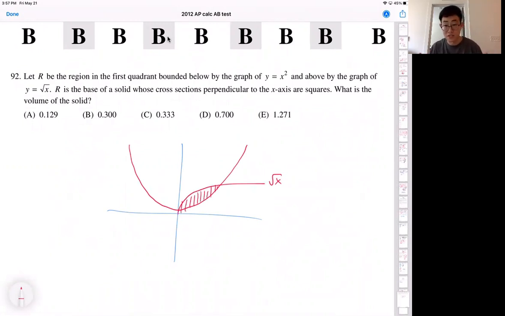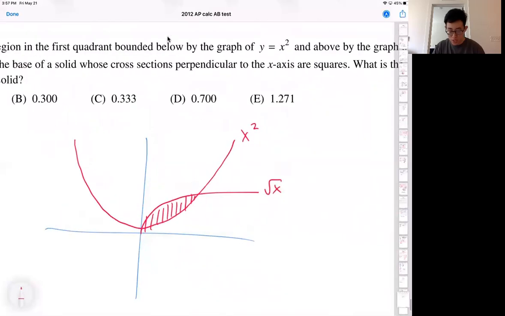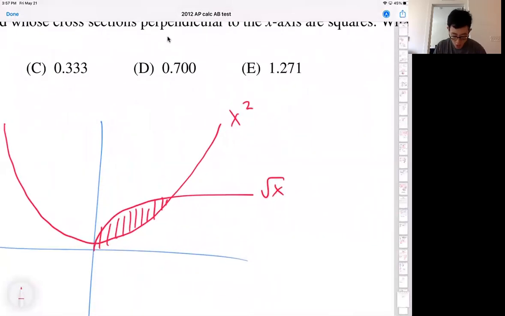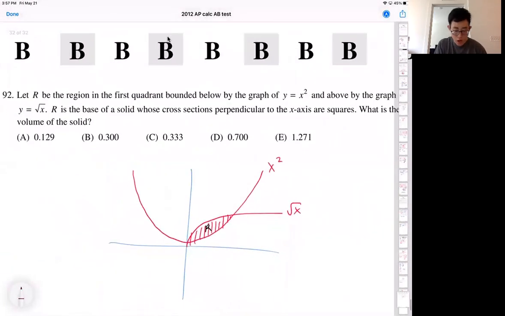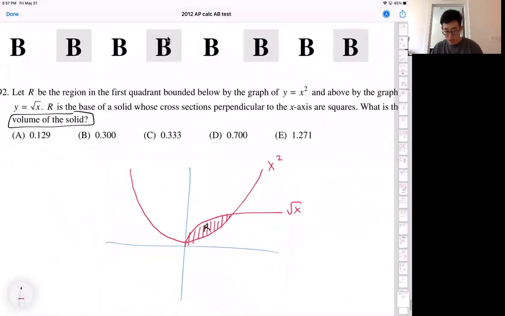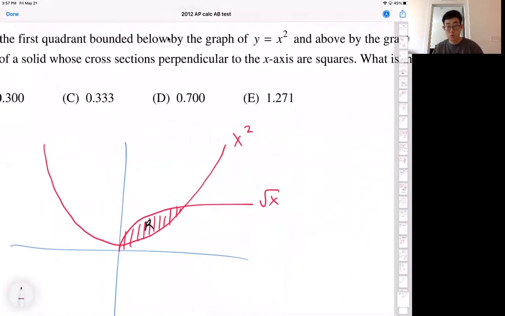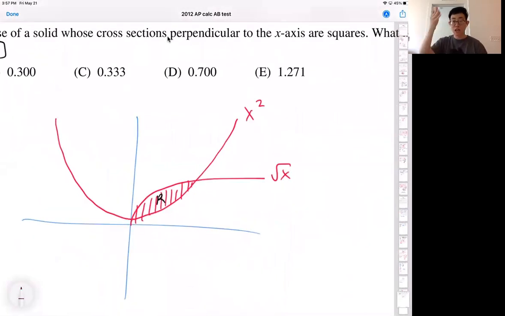Okay, what in the world is this talking about? First of all, when you graph these two functions, you should get something like this. And we're going to call this region R here, okay? What is the volume of the solid, it says? So here's what you must remember. If you want to find the area under that curve, under this region, you must always do top curve minus the bottom curve.